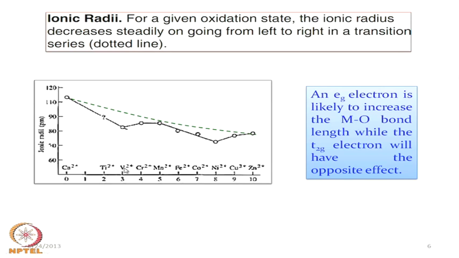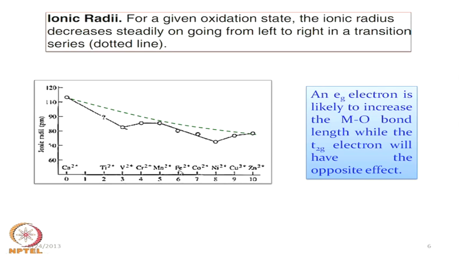But when we move from vanadium 2 plus to chromium 2 plus, we put one extra electron in the Eg level in the high spin configuration. In that configuration, the Eg electron goes to chromium 2 plus, for the D4 electronic configuration, and that will increase the corresponding MO bond length. This particular change will also contribute towards the increase in the ionic radius of chromium 2 plus.